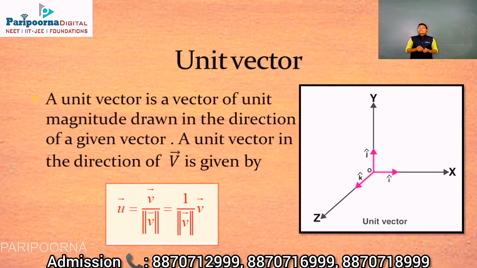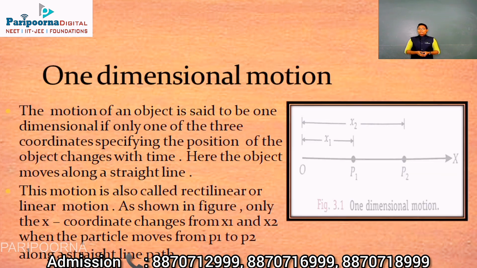And here comes the unit vector. A unit vector is a vector of unit magnitude which is drawn in the direction of the given vector. So a unit vector is the direction of the v vector, and it is represented as v cap. It is given as u vector equals v vector divided by modulus of v vector, which can be written as 1 by modulus of v vector into v vector. In the image you can see the unit magnitude is drawn in the direction of the given vector, so it is called the unit vector.